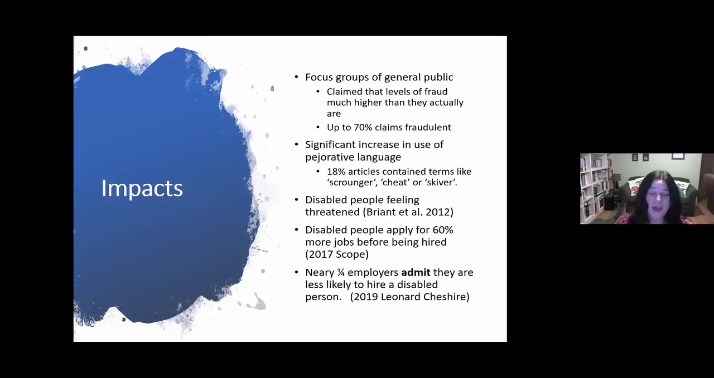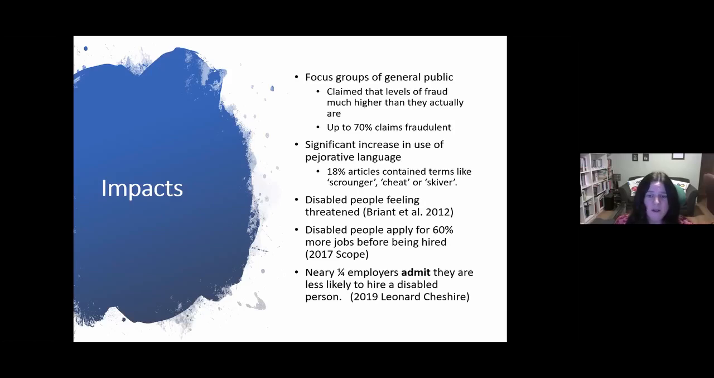To find out the impacts of this coverage, the research team carried out a series of focus groups with members of the public. What they found was that the public believed, unsurprisingly, that instances of fraud were much higher than they were. They believed that 70% of people claiming disability benefits were claiming falsely, where the government's actual figure for 2014 was 0.5%. Looking at the papers, they also found a significant increase in the use of pejorative language, with almost 1 in 5 articles containing terms like scrounger or cheat or skiver.